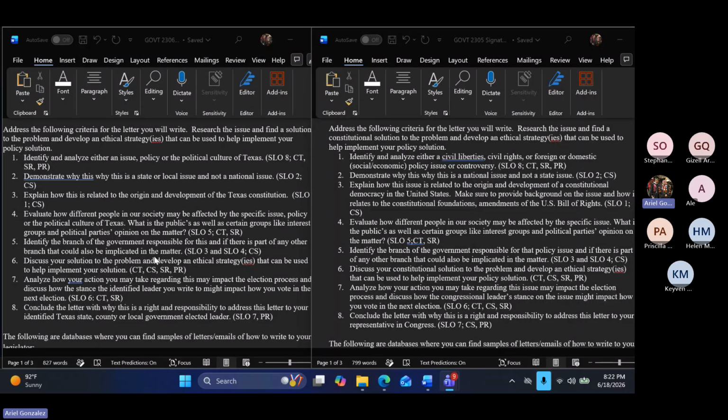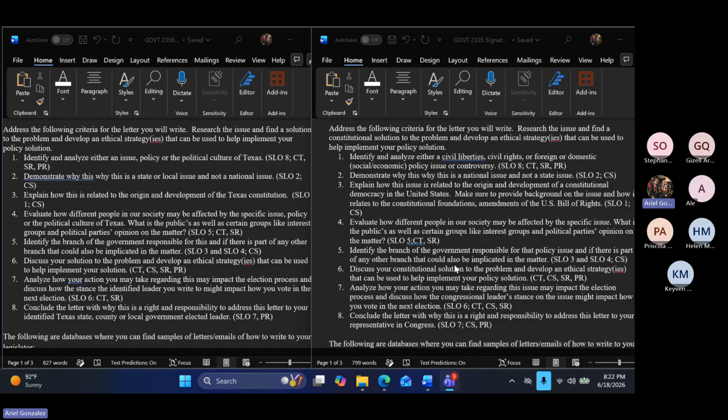Number 5: identify the branch of government responsible for this, and if there's part of any other branch that could also be implicated in the matter. Again, same thing over here for number 5 for federal: identify the branch of the government responsible for that policy issue, and if there is part of any other branch that could also be implicated in the matter. So for federal, we kind of answered this, right? And you have probably seen a trend that a lot of these questions get answered a little bit in some of these previous questions. That's my job, to go and look through the letters and make sure that 1 through 8 is answered there, right? So that's what I'll be doing when I grade them. I'll look to find 1 through 8 here.